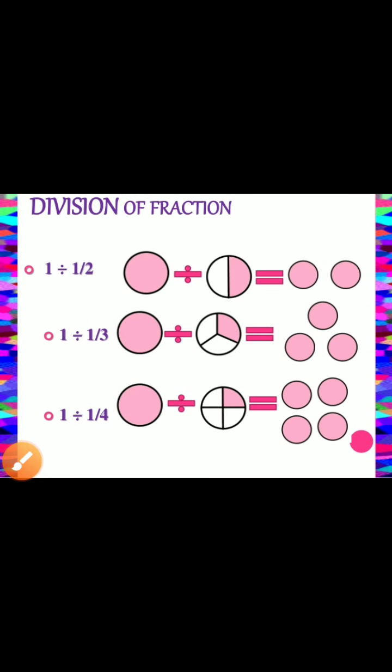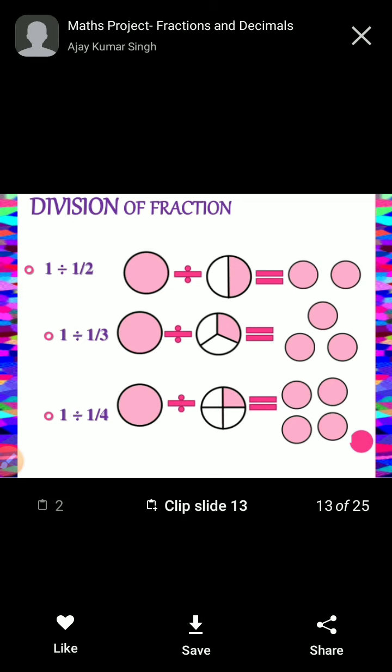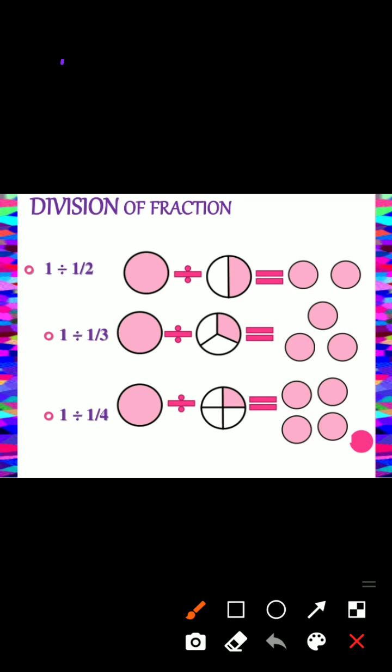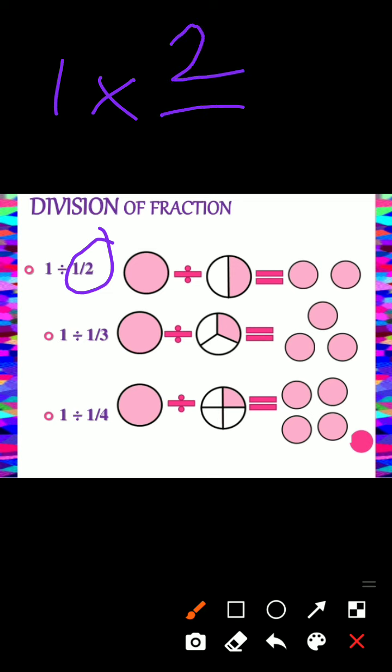Next is division of fractions. How will you divide fractions? You have an easier way. Whenever the divide sign is mentioned, you will do one thing: you will convert the divide into a multiplication, and whatever the next number is, you will flip it. It means the numerator will change into the denominator and the denominator will change into the numerator.